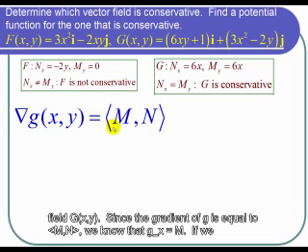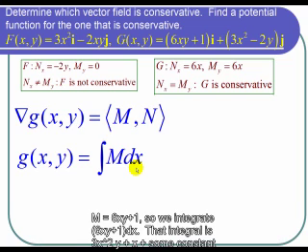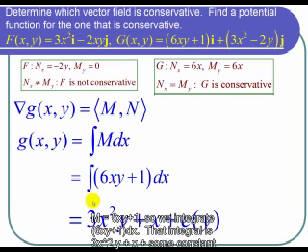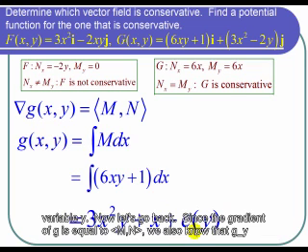equal to M. And if we integrate both sides with respect to x, we can say that little g of x comma y is equal to the integral of M dx. Well, M is 6xy plus 1, so we integrate 6xy plus 1 dx, and that integral is 3x squared y plus x plus some constant, and since x is our variable and y is treated as a constant, this constant might involve the variable y.